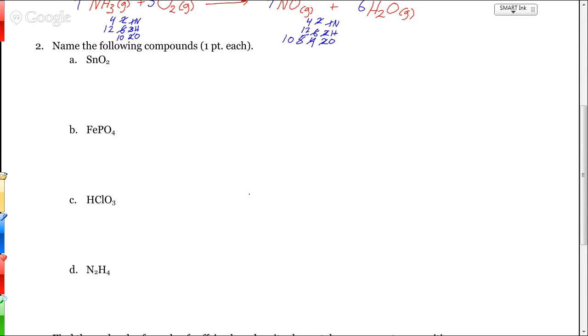Okay, naming some compounds. SnO2, what'd you call that? Tin. Yeah, this is tin 4 oxide. FePO4. Right, that's iron 3 phosphate. PO4 phosphate is a 3- anion, so iron has to be +3 to balance it out.